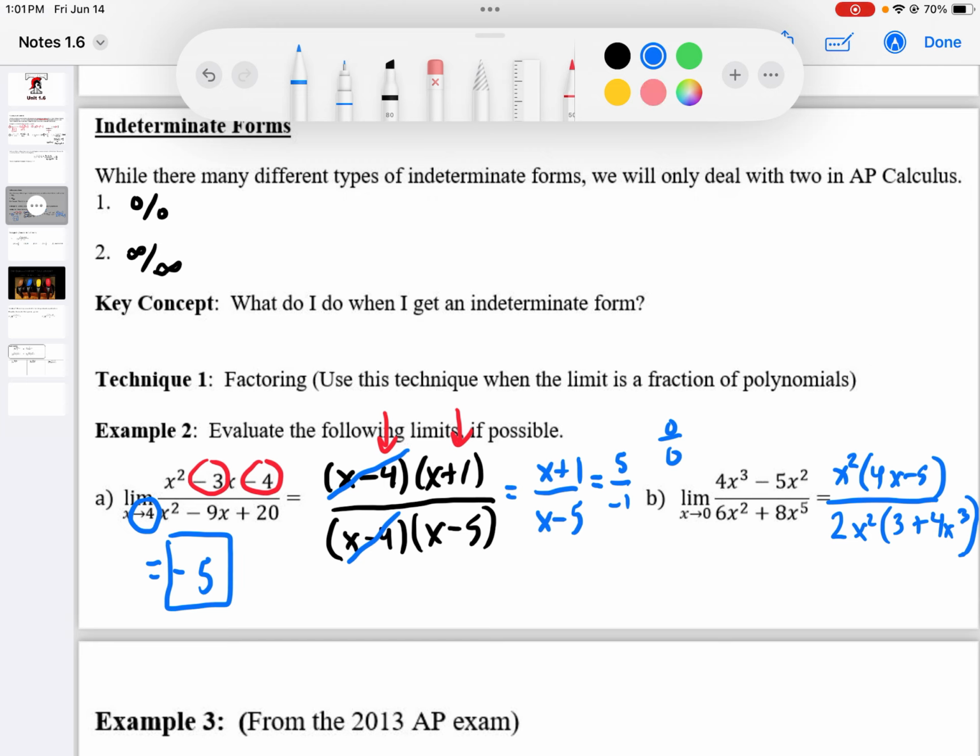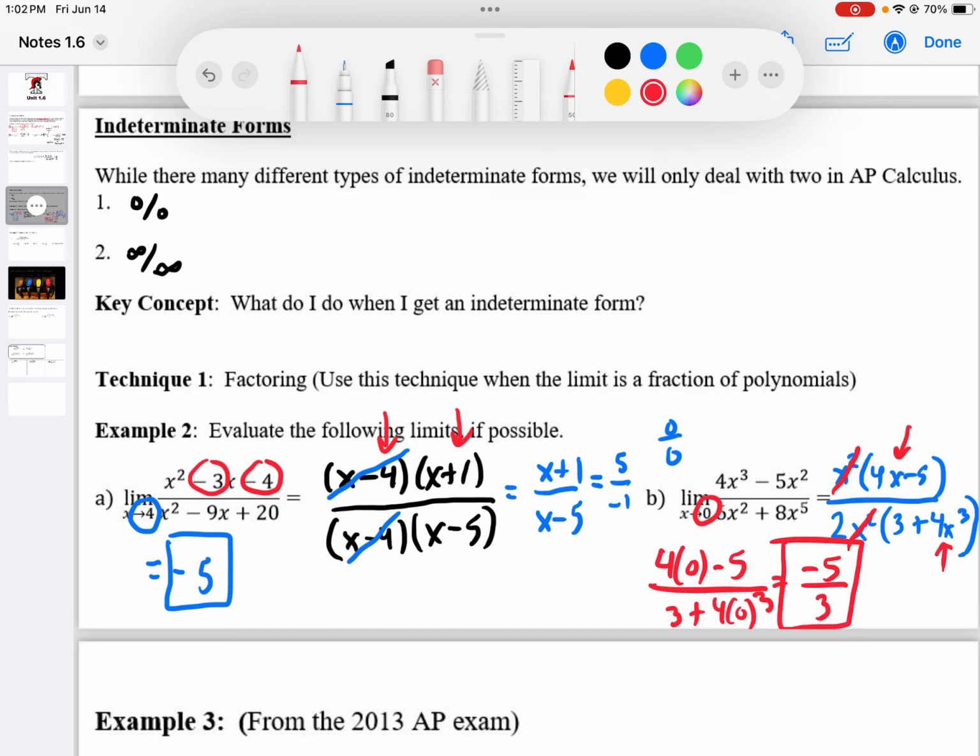All right, so the restriction, this part cancels. And what I'm left with, if I plug in my 0 now, that's going to be the value of the graph if I take out that little hole, because there's a hole here. Remember, the restriction that cancels is a hole. The restriction that doesn't cancel is a vertical asymptote. And we're going to keep talking about that as we go on. So 4 times 0 minus 5, over 3 plus 4 times 0 cubed. What I did was plug in 0 for the x's there. And I get -5 over 3. So that would be the limit.